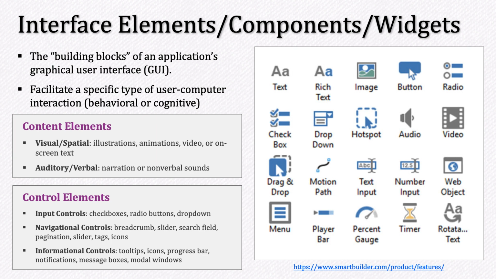Examples include input controls such as checkboxes, radio buttons, and drop-downs. Other examples include navigational controls such as breadcrumbs, sliders, and search fields. There's also informational controls such as tooltips, progress bars, and notifications.